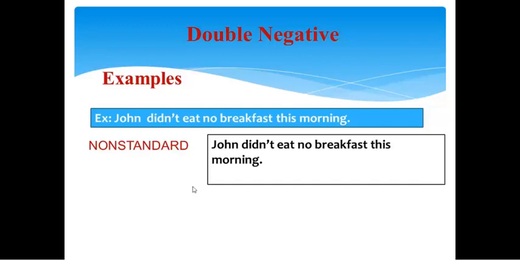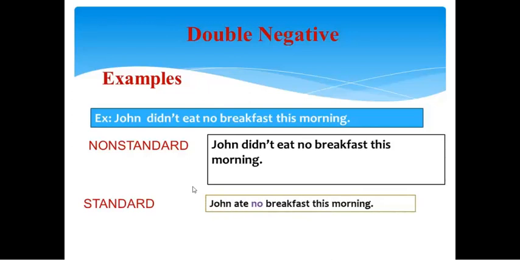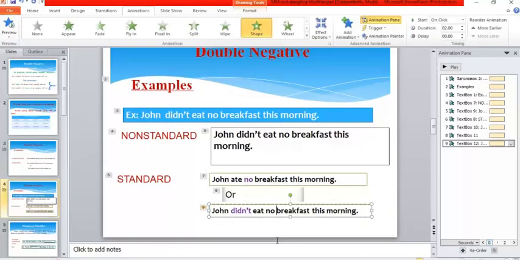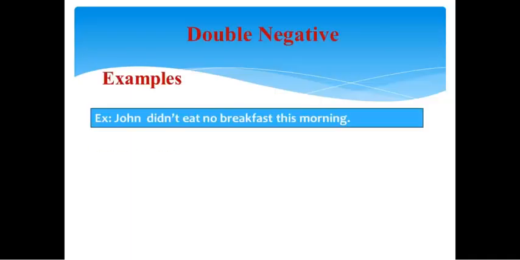John didn't eat no breakfast this morning. This is not standard English. The first way to correct it is by saying John ate. Why? Because I dropped out didn't, and I should keep the tense as it is. It's in the past, so I must keep it in the past. The second one is, John didn't eat no breakfast. We're going to change no breakfast into any: didn't eat any. So these are the two ways you are going to correct double negative.